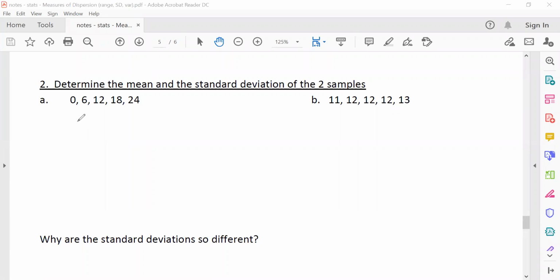So we got X bar was 12. S, the sample standard deviation, was 9.49. All right, and I'll leave this writing on the screen when I go back to Excel. Now let's come over here, 11, 12, 12, 12, 13. Let's find the mean and standard deviation of that.